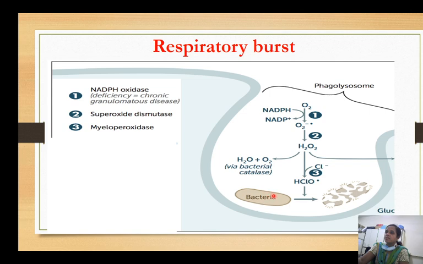So this bacterial membrane is acted upon by hypochlorite and will immediately get broken down into small pieces, and the bacteria will be completely lysed. But bacteria also make their own effort to survive by producing an enzyme called bacterial catalase that can decrease the activity of hydrogen peroxide. So this is called a respiratory burst. The respiratory burst includes 3 reactions and 3 enzymes: one is NADPH oxidase, another is superoxide dismutase, and the other is myeloperoxidase.